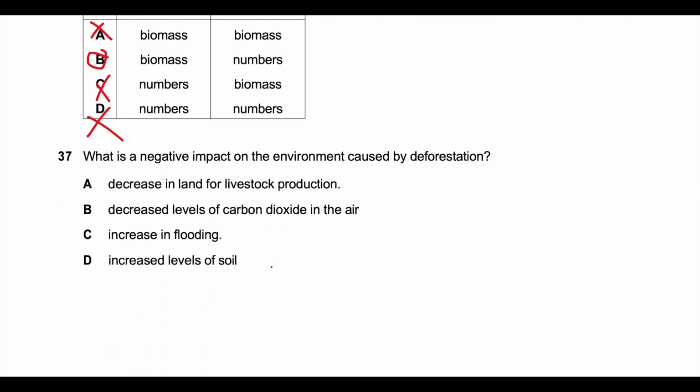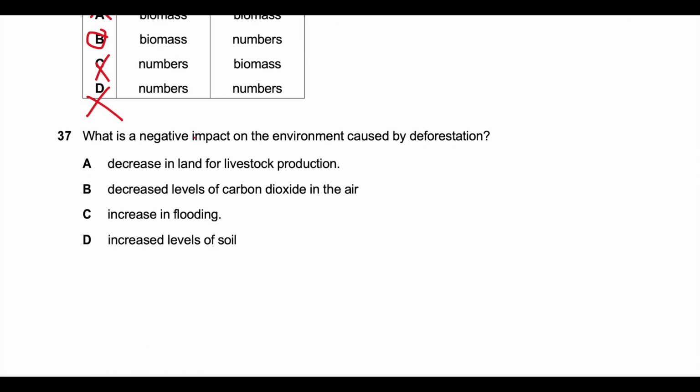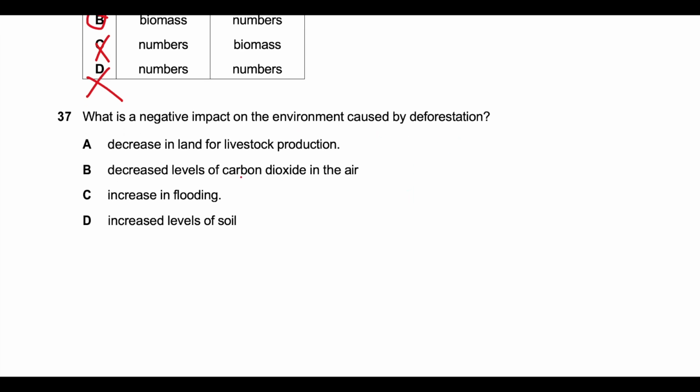Now move to question number 37. What is a negative impact on the environment caused by deforestation? Let's read. A. Decrease in land for livestock production. Decreased levels of carbon dioxide in the air. Increase in flooding, or increased levels of soil.